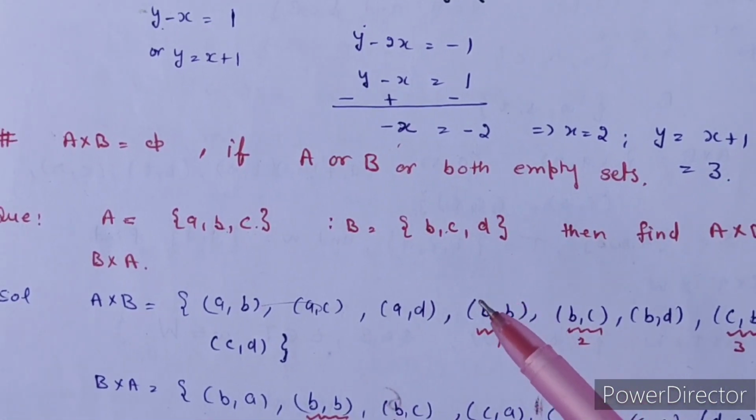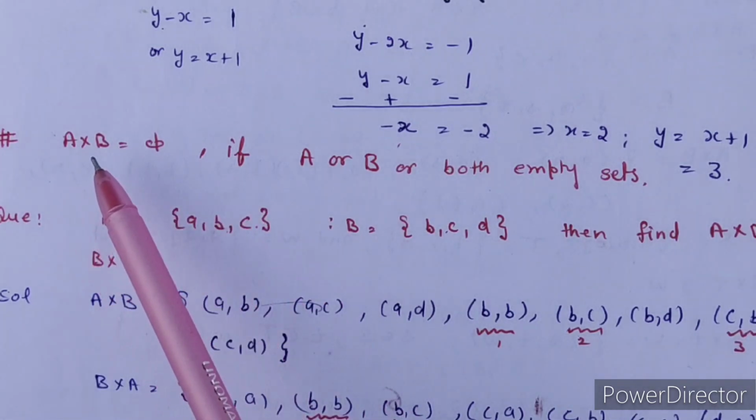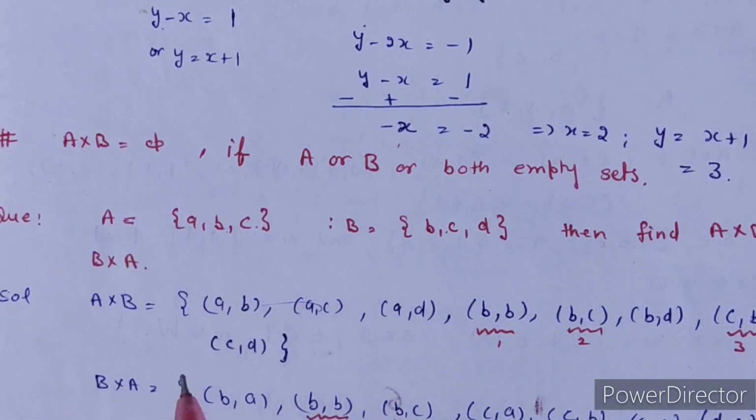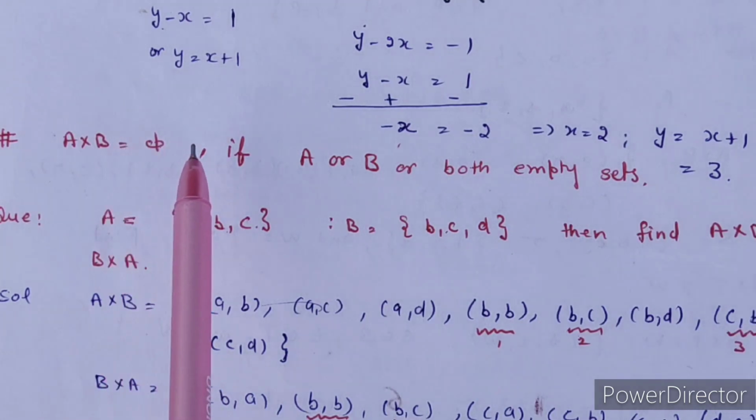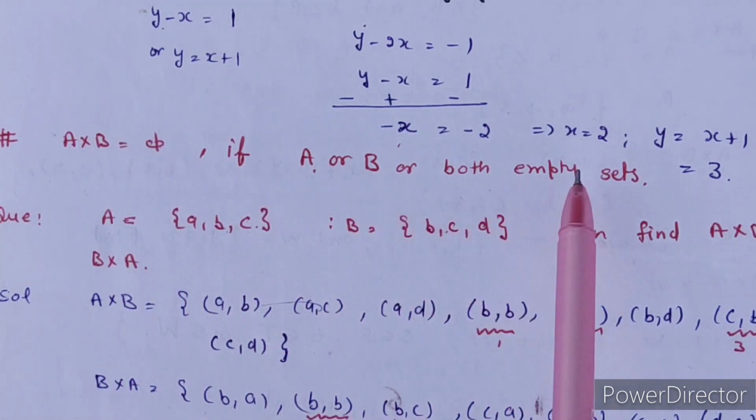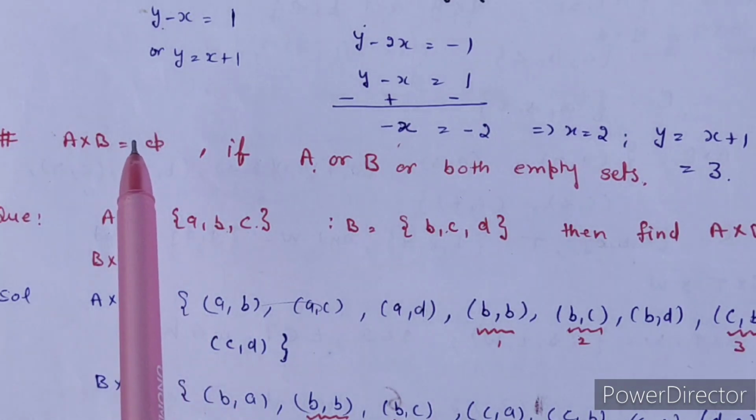Now suppose the Cartesian product is empty. It may happen that the Cartesian product of two sets A cross B is empty only if either A or B or both are the empty set. Otherwise it will contain elements.